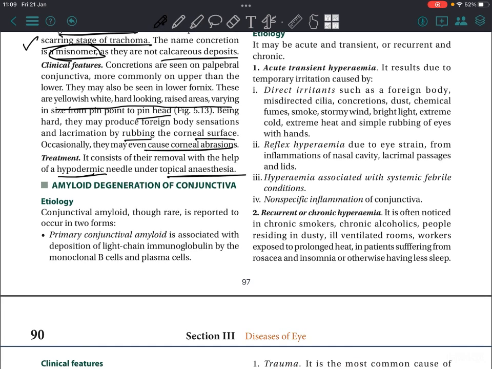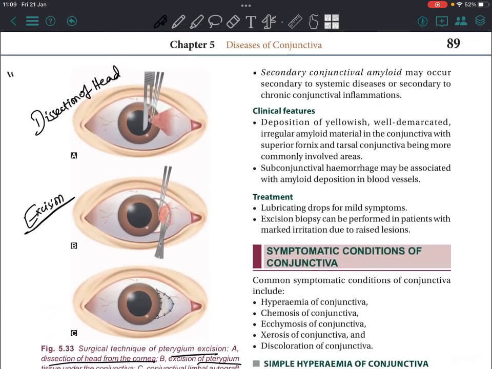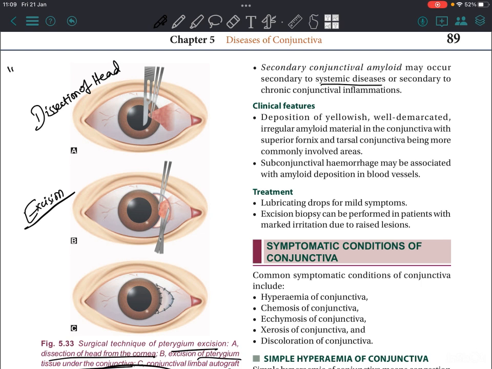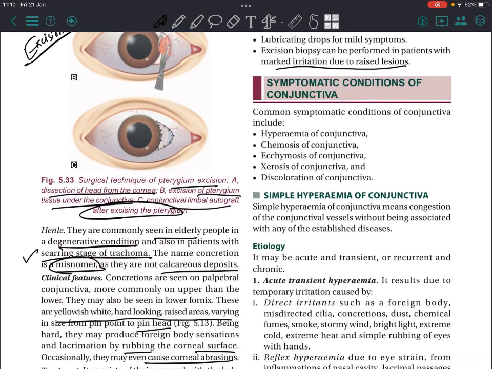Amyloid degeneration of the conjunctiva. Primary conjunctival amyloid is associated with deposition of light chain immunoglobulin by monoclonal B cells and plasma cells. Secondary conjunctival amyloid may occur secondary to systemic disease or secondary to chronic conjunctival inflammation. Clinical feature. Deposition of yellowish, well demarcated, irregular amyloid material in the conjunctiva, with the superior fornix and tarsal conjunctiva being the more commonly involved areas. Conjunctival hemorrhage may associate with amyloid deposition in blood vessels. Treatment. Lubricating drops for mild symptoms. Excision biopsy can be performed in patients with marked irritation due to raised lesions.